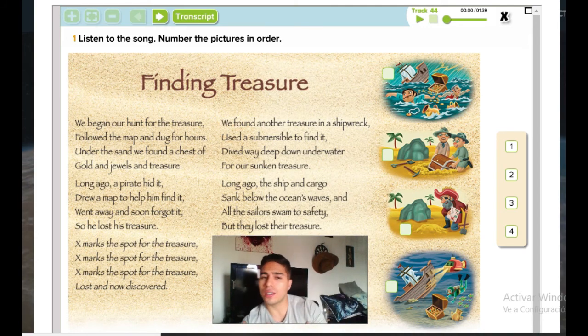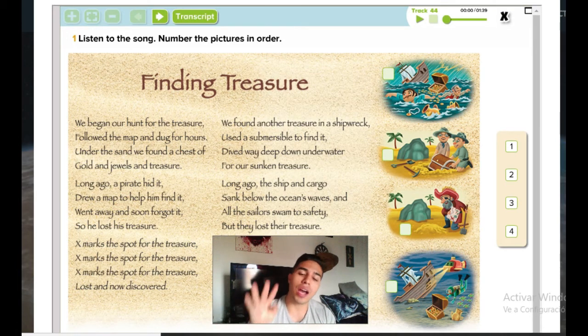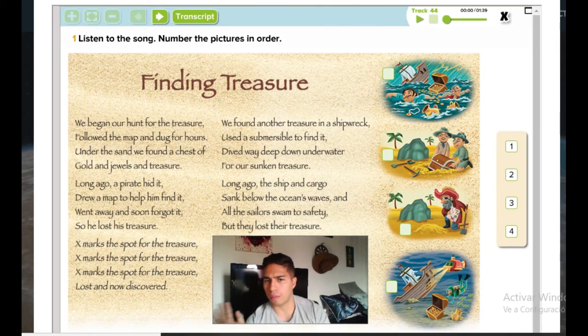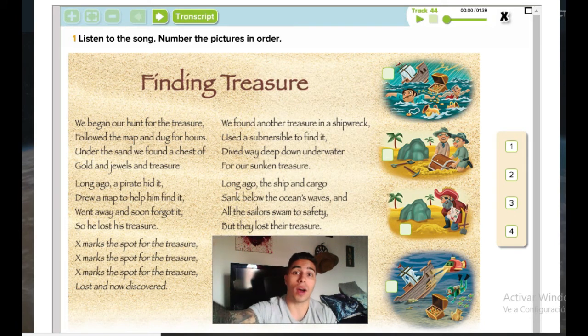So as you can see, we have a short reading about finding a treasure, and we have 4 different pictures. The first thing that you are going to think about is, what are these pictures about? What are they showing to me? What are they doing in the first picture? So as you can see, we are going to try to talk in past.